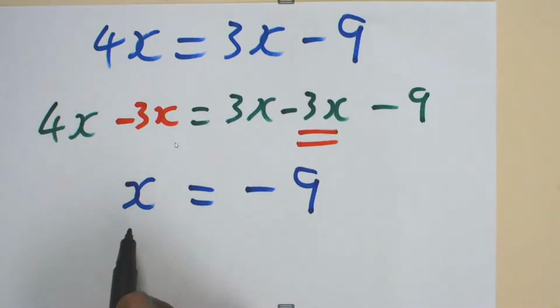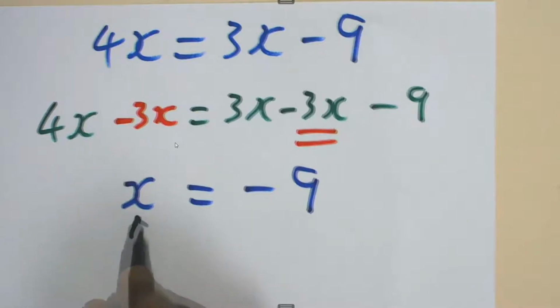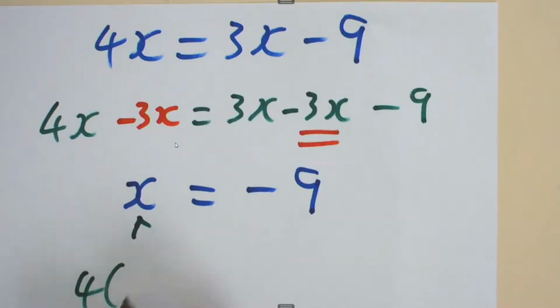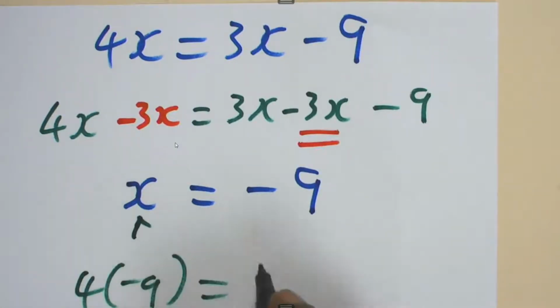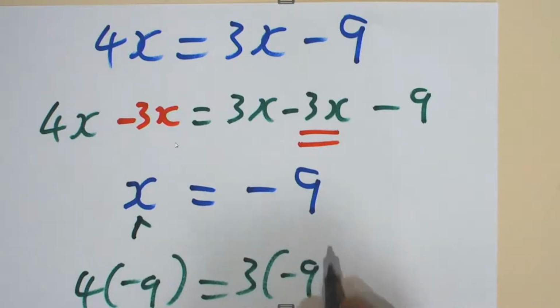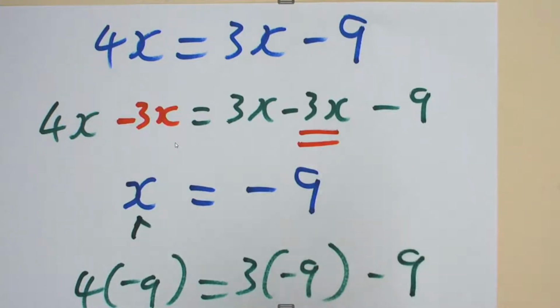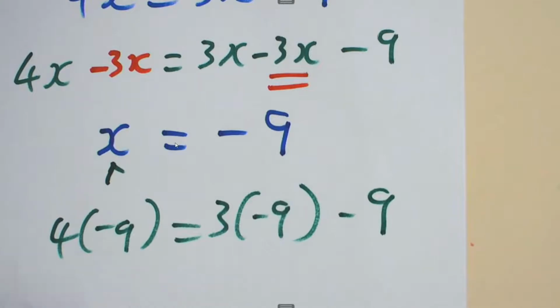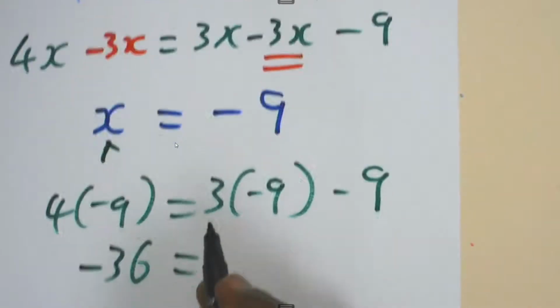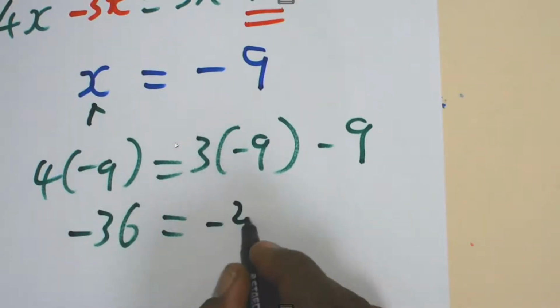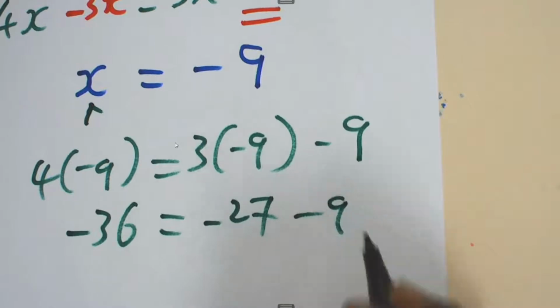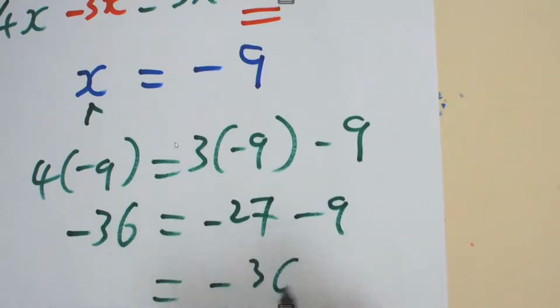In other words, where there is x, you put minus 9. 4 multiplied by minus 9. Is this true? Let's see whether this is true. 4 multiplied by minus 9 is minus 36. 3 multiplied by minus 9, minus 27. Minus 9, which is true.